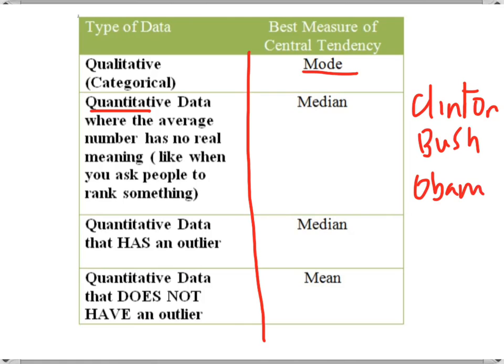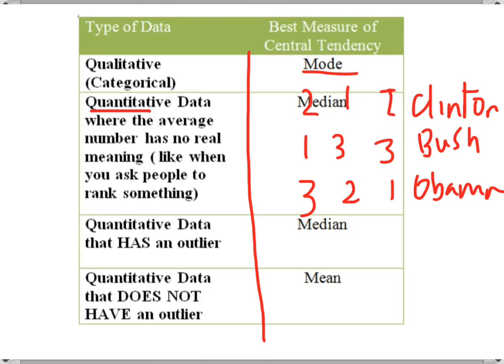Obama. Let's say you asked people to rank their favorite president, and some people said in this order 1, 2, and 3. Some people said that Obama is the second, Bush is the first, and Clinton is the third. Some people, maybe if they're Republican, they say Bush is the first, maybe Clinton is the second, Obama is the third. So what they're doing is they're ranking these numbers.